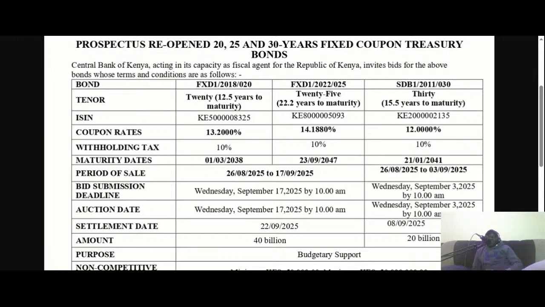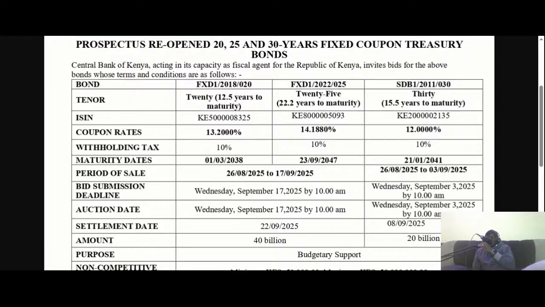Now, let's go on. The coupon rate is quite attractive. This is the bond with the best coupon rate among the three bonds that have been floated in this particular auction. 14.188% is the coupon rate. And the coupon rate, we say, is the return that you get from a bond. So those who invest in this particular bond get a return of 14.188%. Again, the withholding tax is at 10%, similar to the other two bonds. And the maturity date is the 23rd of September 2047.